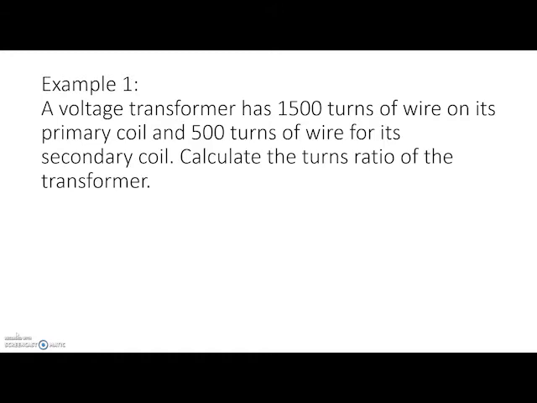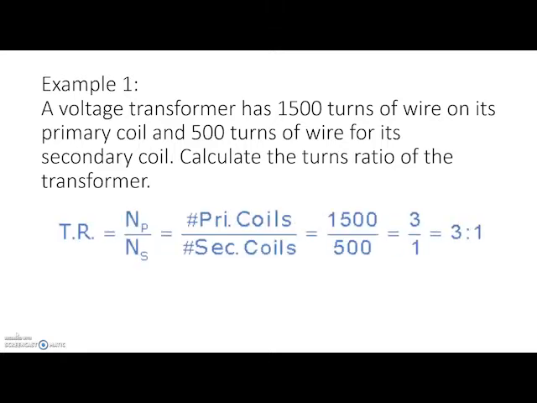Here are some example questions for you to understand better. Example 1. A voltage transformer has 1,500 turns of wire on its primary coil and 500 turns of wire for its secondary coil. Calculate the turns ratio of the transformer. The solution is TR equals Np over Ns, which is equal to 1,500 over 500, equals 3 over 1. Therefore, the ratio is 3 to 1.